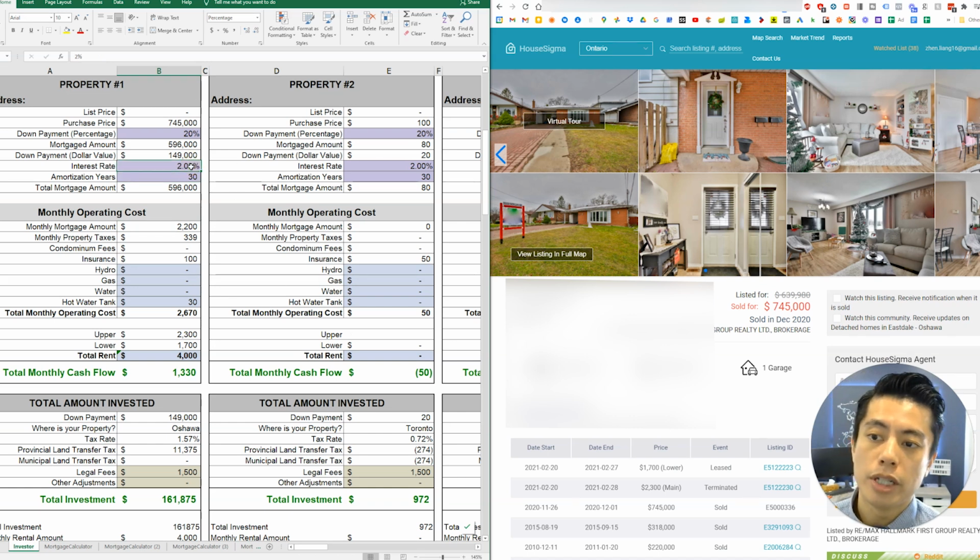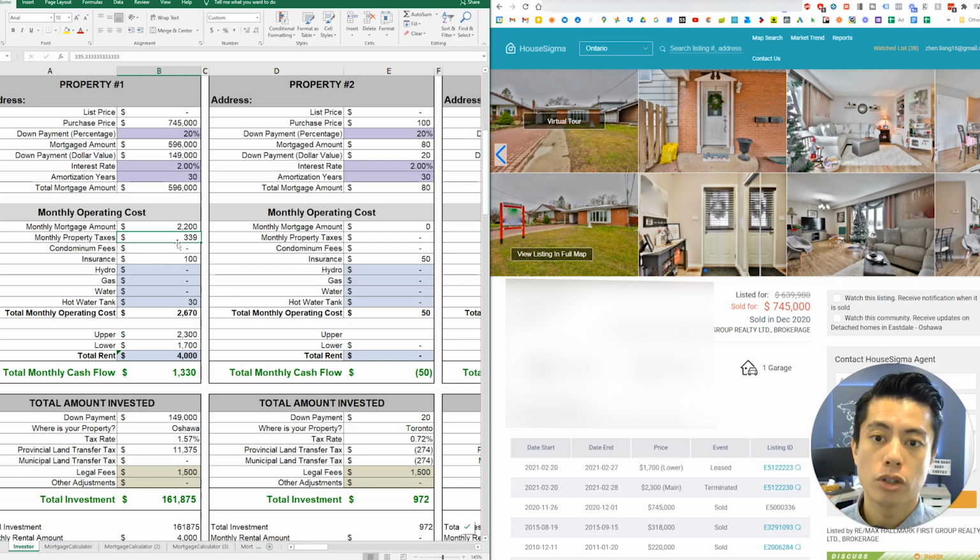Now with the interest rate, it's 2%. Realistically, it's lower, but I'm conservative with my calculation, so I always just put 2. Now the taxes here, the amount is $339. It's about $4,000 in taxes, and when you divide it by 12, that's how much you're going to get. Now, obviously, most cities don't actually charge you every month.